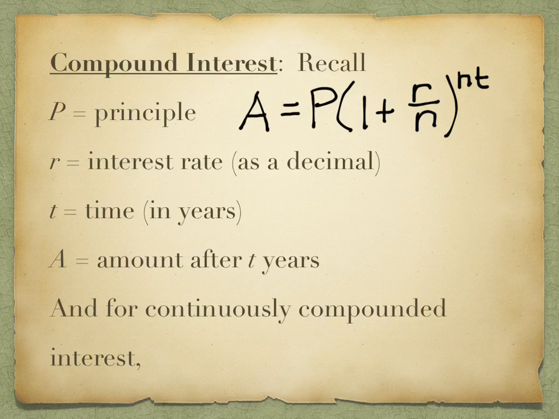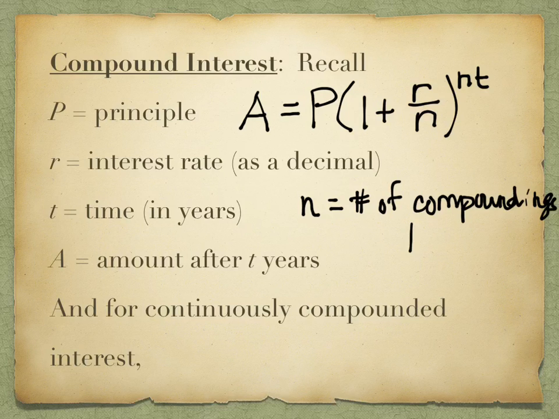Now, the one thing that's different here between this and continuously compounded is the N. So the N here is actually the number of compoundings per year. So you'll see interest rates given quarterly. That would mean how many times a year? 4, as in 4 quarters in a dollar. Monthly, 12. Daily, 365, and so forth. We'll use 365 in our problems.